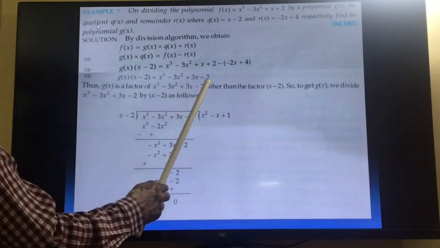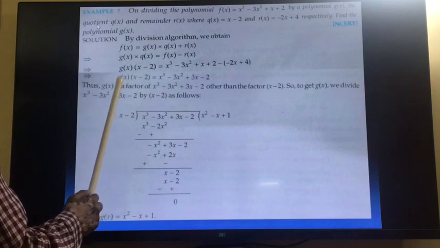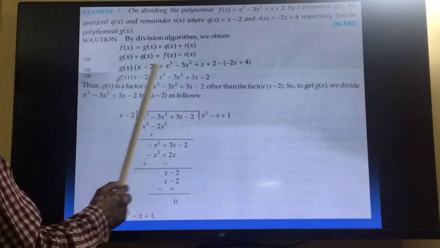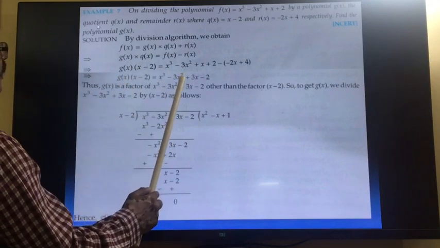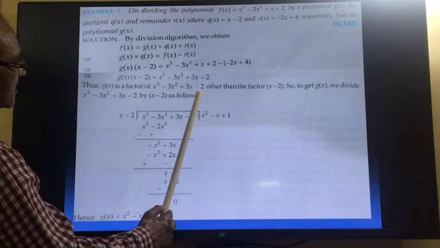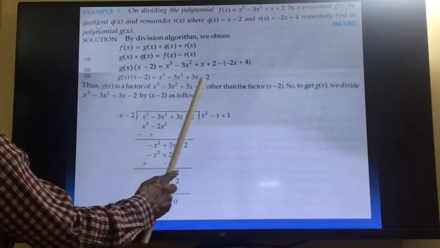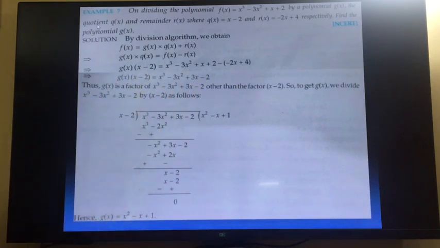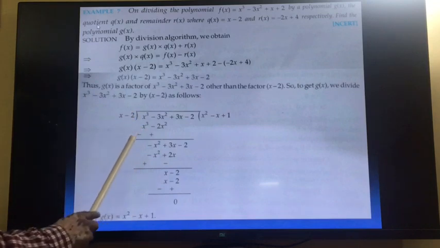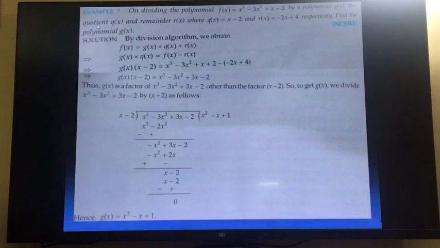So now this quantity is in multiplication, so we will find out the value of g(x). g(x) will be equal to x cube minus 3x square plus 3x minus 2 upon x minus 2. It means to get the value of g(x), we have to divide this polynomial by x minus 2, because it will go in the denominator. It means we have to divide.